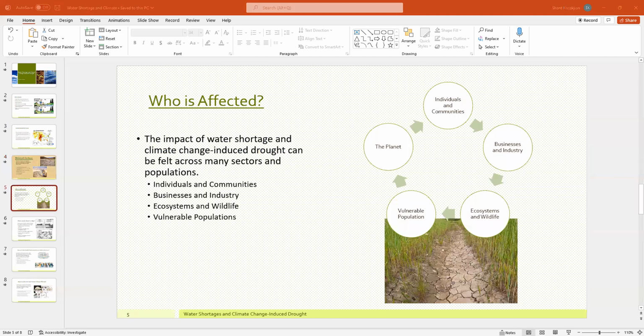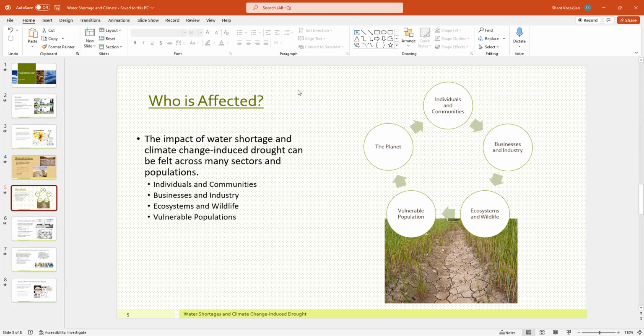Next slide. We have who is affected. So I made a small circle because it's basically a whole rotation of everyone. The impact of water shortages and climate change-induced drought can be felt across many sectors and populations.